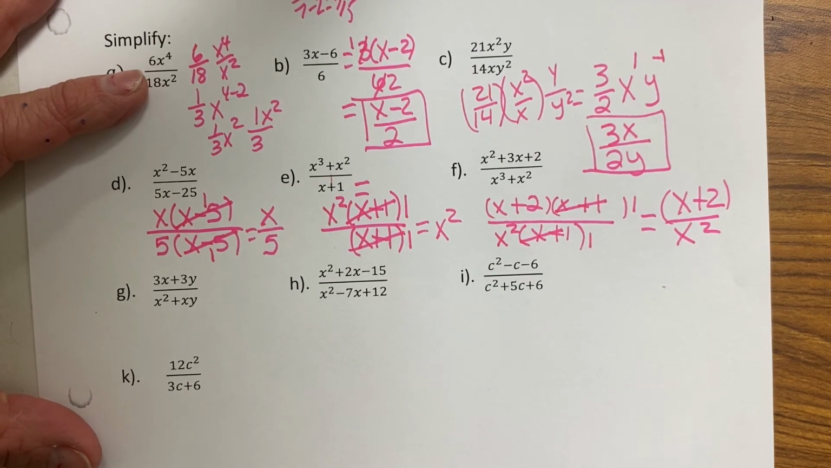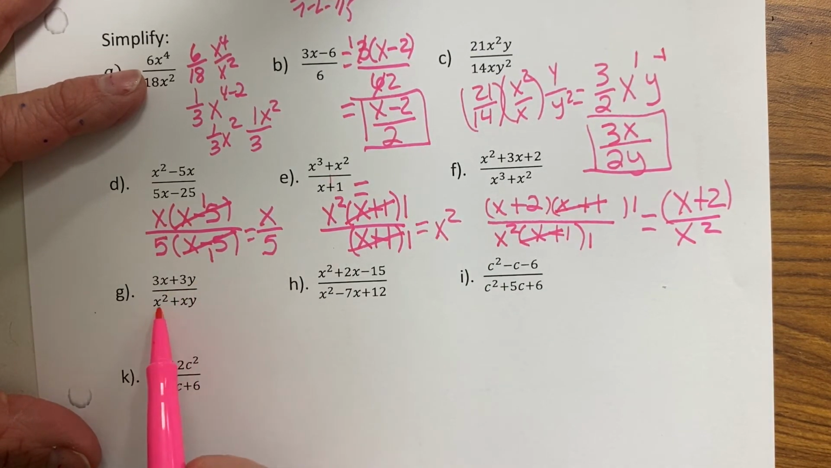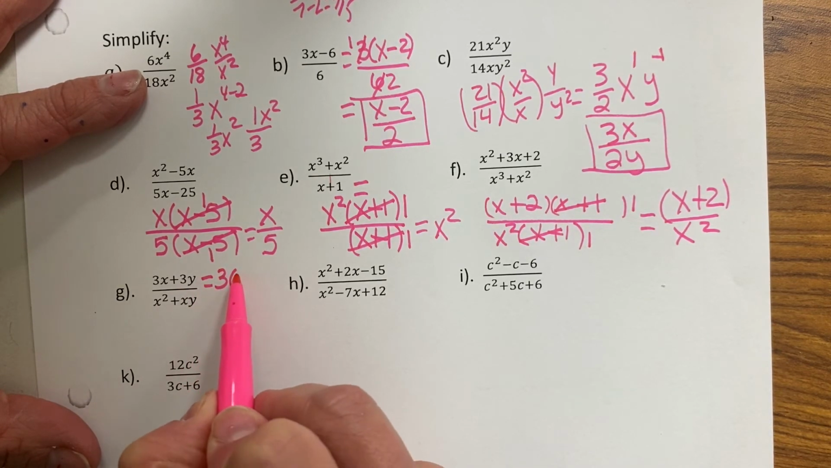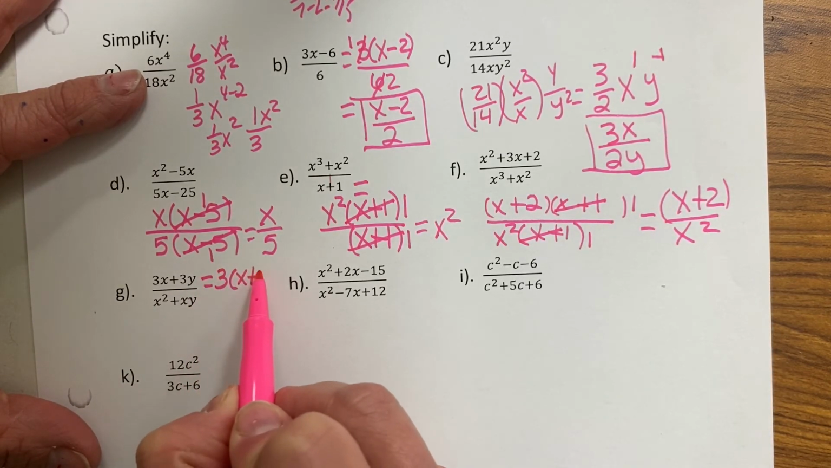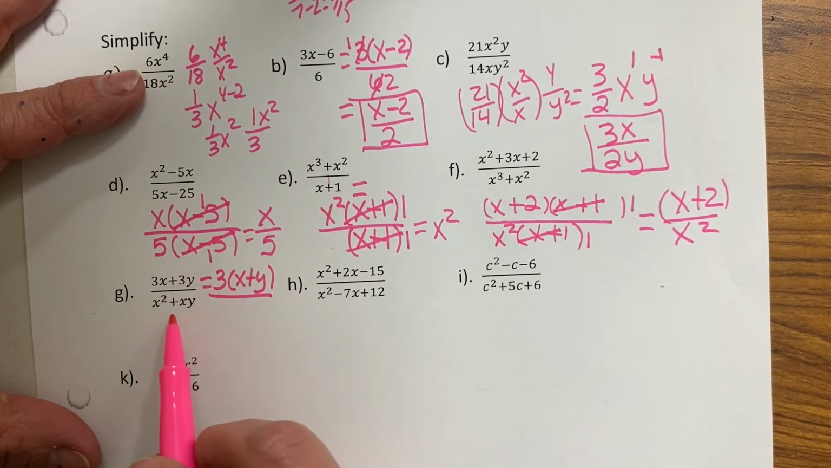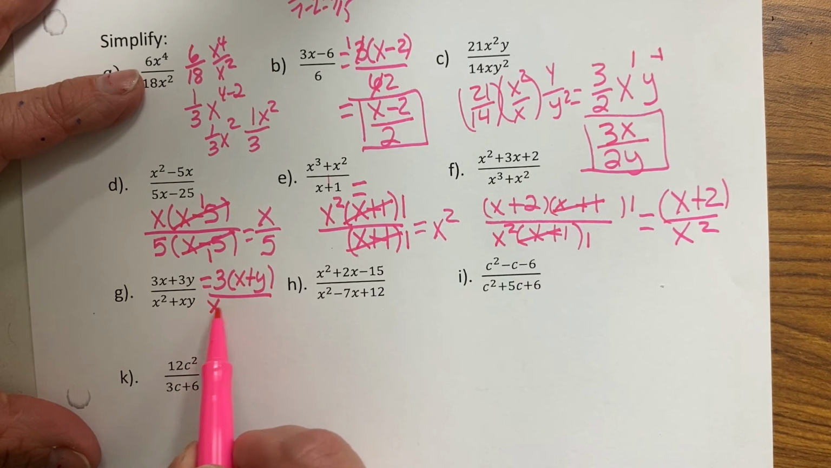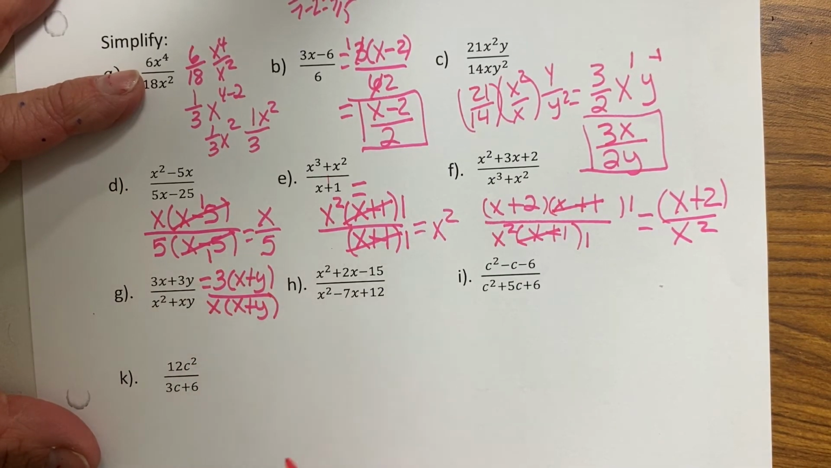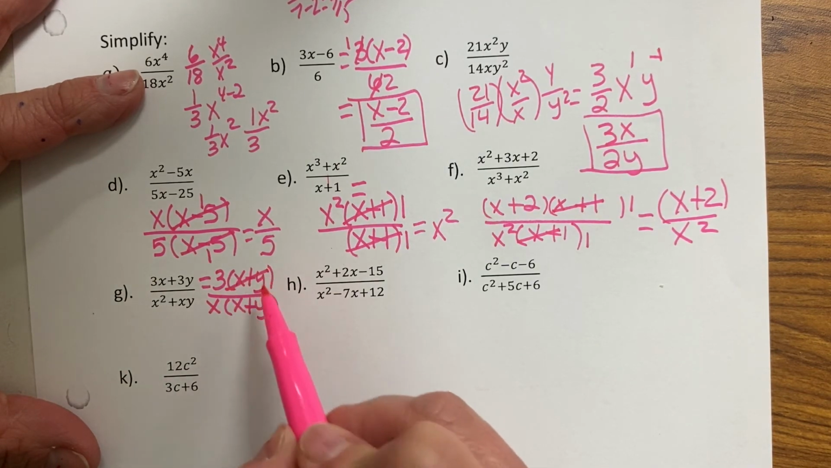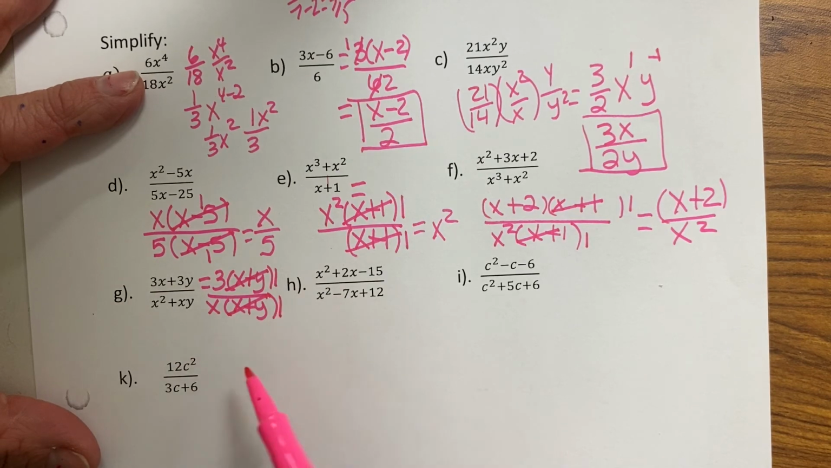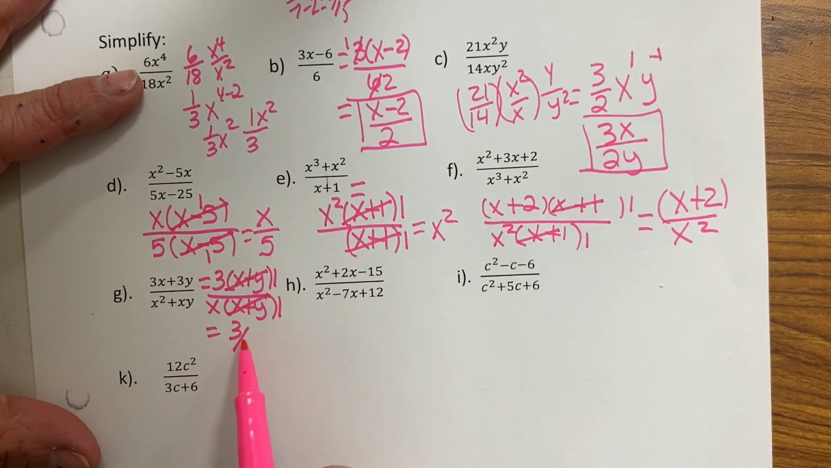All right, so 3x plus 3y. My greatest common factor is going to be a 3. I'm left with an x plus y. On the bottom, my greatest common factor is an x. When I pull that out, I'm left with an x plus y. I have an x plus y on the top, I'm left with a 1. When I take out that, I'm left with the 1. So we have 3 all over x.